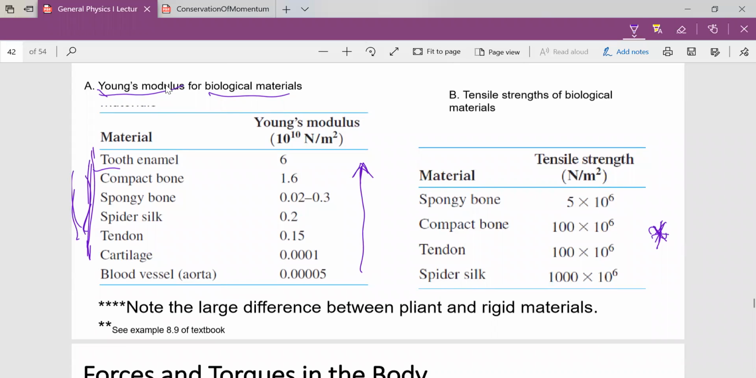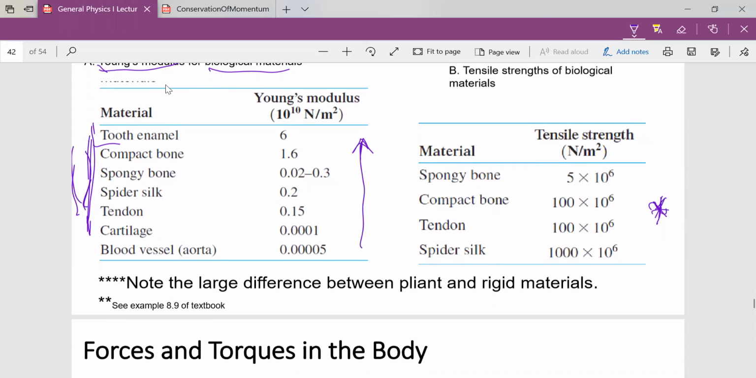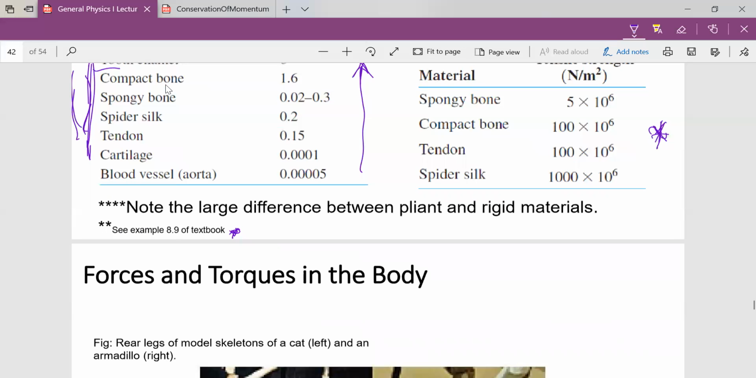So we'll have in our test the example 8.9 to see how we use this information about stress and strain to describe or better understand the response of biological bodies to stretching and compressing.